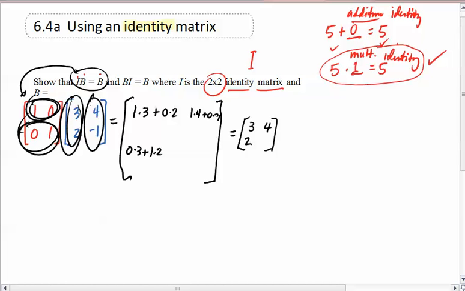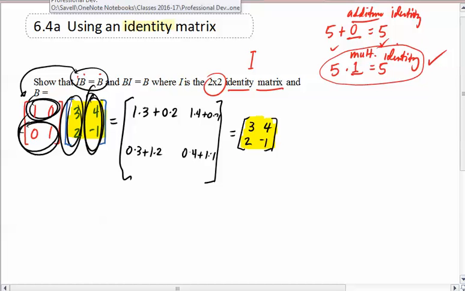And then I have this times the last column: 0 times 4 plus 1 times negative 1. That's a 0 plus a negative 1, which is a negative 1. So you can see that we ended up with the same thing with which we started. The identity matrix is that red one.